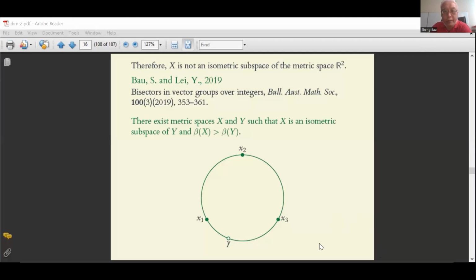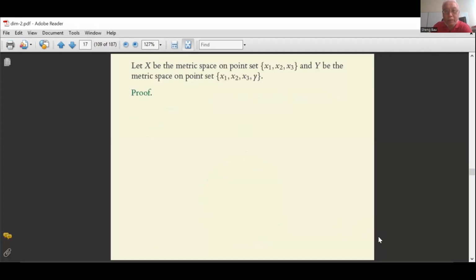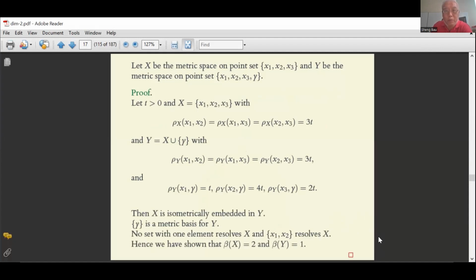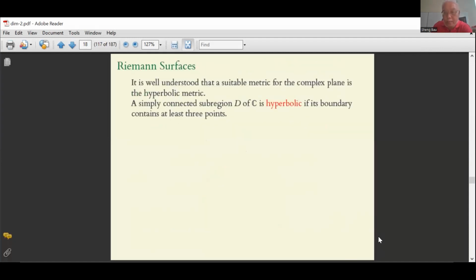The proof is elementary. I'm sorry to display it in this non-full screen way because I want to see the time underneath as well. The proof we have done; that example was part of Lei's PhD thesis as well.